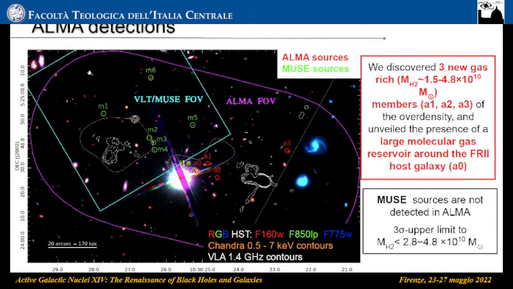So thanks to the ALMA observations, we actually detected 3 new gas-rich members of the structure, A1, A2, and A3, with a high molecular gas reservoir with a mass of several 10^10 solar masses. And we also unveiled the presence of a large gas reservoir around the FR2 host galaxy. We did not detect any emission from the previously known members. However, the 3 sigma upper limit to the mass, which is several times 10^10 solar masses, does not rule out the presence of large gas reservoirs also in these galaxies.